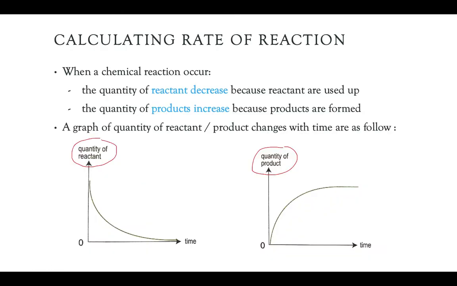Okay, next one. Calculating rate of reaction. Actually, to calculate rate of reaction, kita kena faham there are two types of graph here. One is graph of quantity of a reactant change with time. So it will decrease as the time goes by because the reactant is already used up. Lama-lama reaction complete dan habis. Itu untuk reactant. While for the graph of quantity of product, it will increase as the product forms when the time increases, and then it will start to become constant when the reaction is complete. So ini adalah graph for quantity of product.